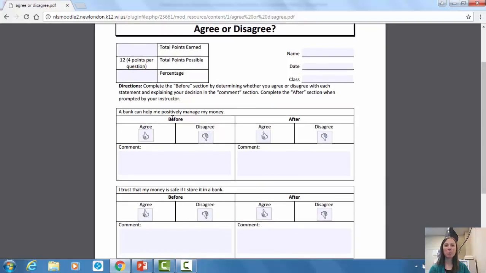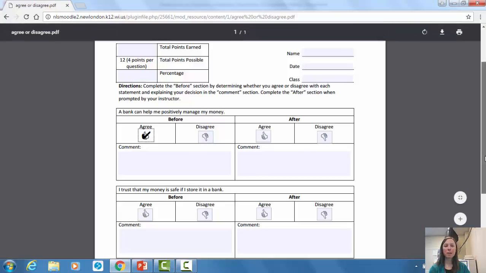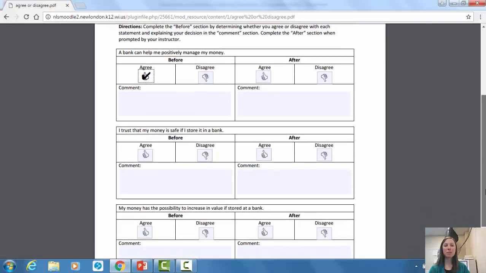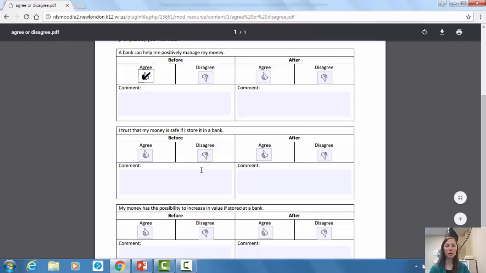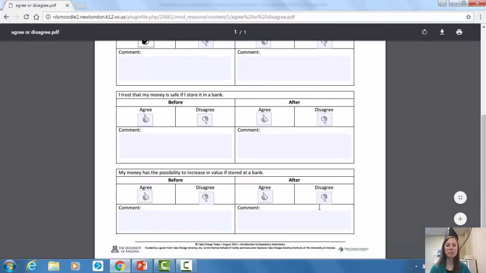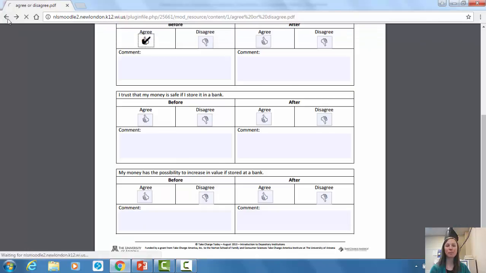So a bank can help me positively manage my money. Right now you can say if you agree or disagree with that. You can do thumbs up or thumbs down. I trust that my money is safe if I store it in a bank. Agree or disagree. And my money has the possibility to increase in value if stored at a bank. Agree or disagree. So just think about those beforehand. Kind of, you can mark them down. You don't have to save them. But that will kind of get us in the mindset for what we're going to be doing for this presentation.